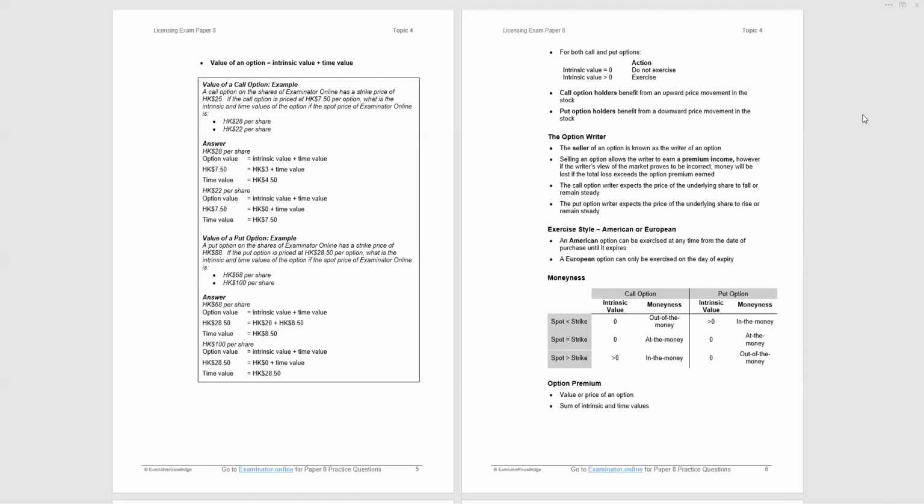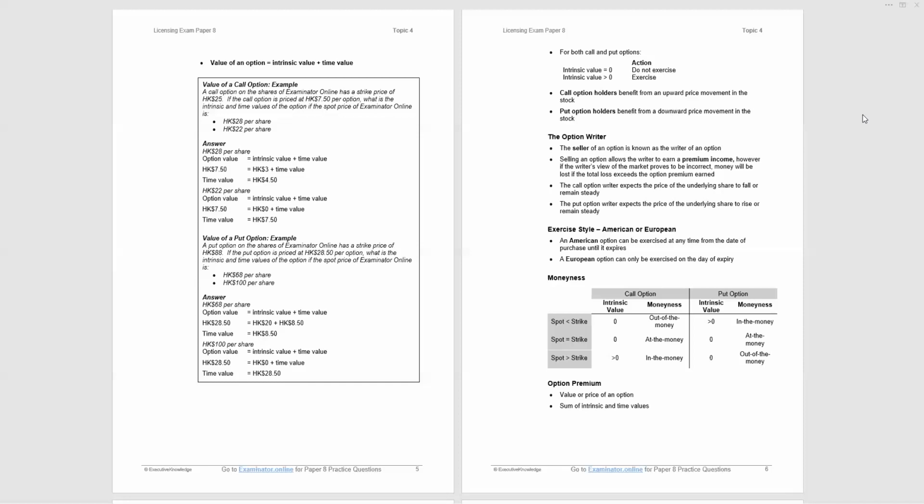That is to say, third and fourth bullet points under the option writer, the call option writer expects the price of the underlying share to fall or remain steady. The put option writer expects the price of the underlying share to rise or remain steady, the opposite to what the buyer of an option would expect.